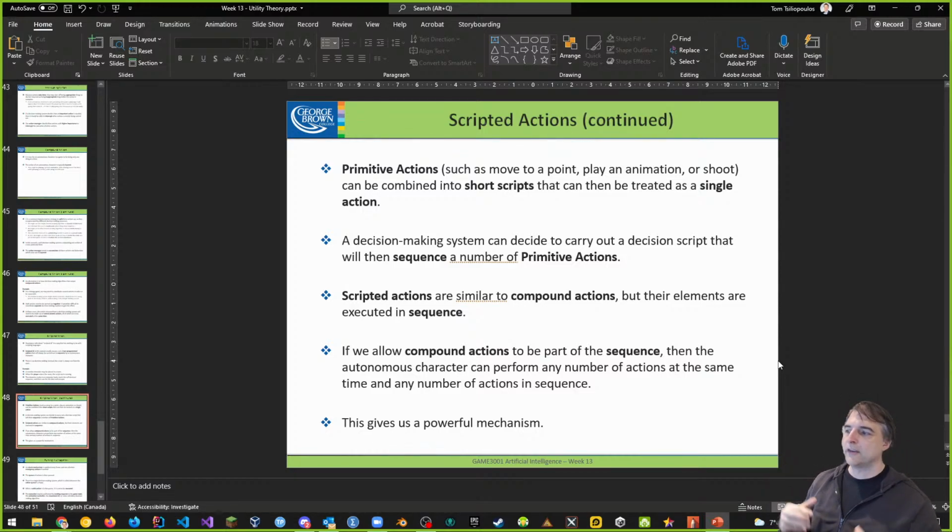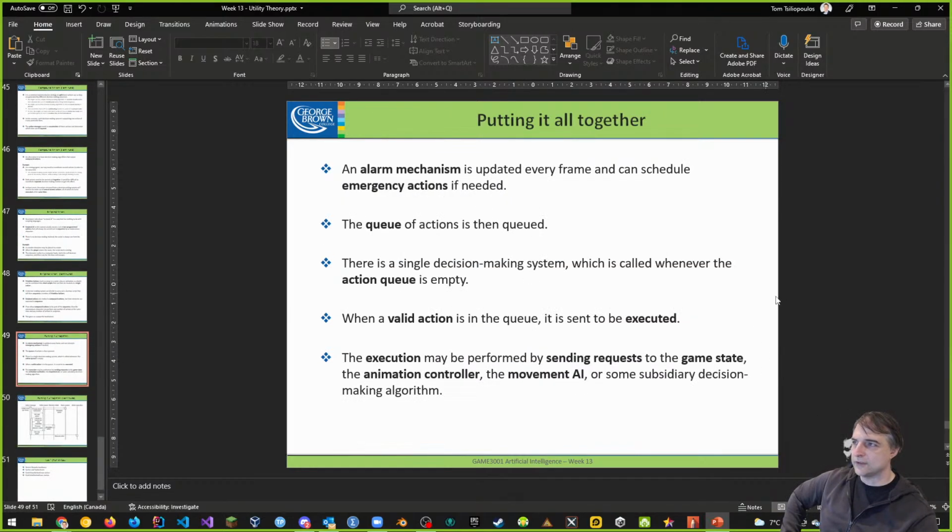Who knows what it is? So it can be very complex, and it becomes a powerful mechanism for storytelling and to create very interesting AI characters. Okay, so scripted actions.